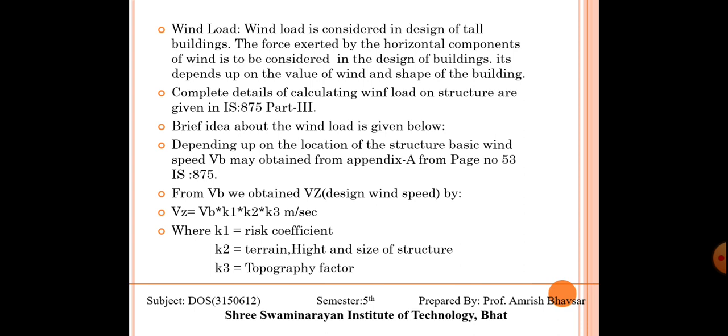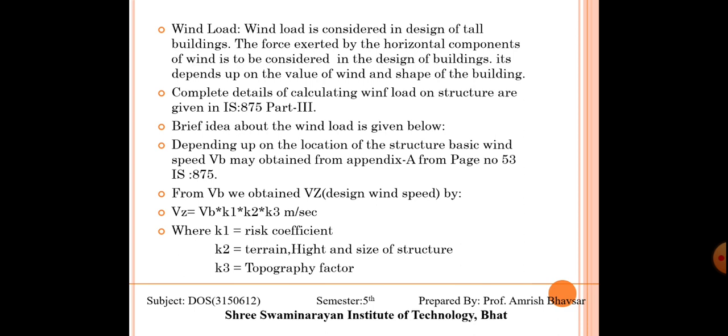This equation is also given in the code IS 875 part 3, where K1 is the risk coefficient. Means if we are designing that building, we first have to decide the life of that building, how many years, and from that we get the value of K1 from the code, page number 8. Now K2 is the terrain, height and size of the structure.